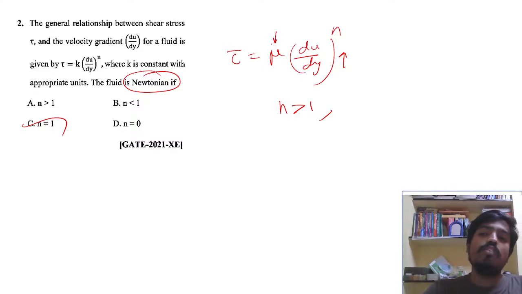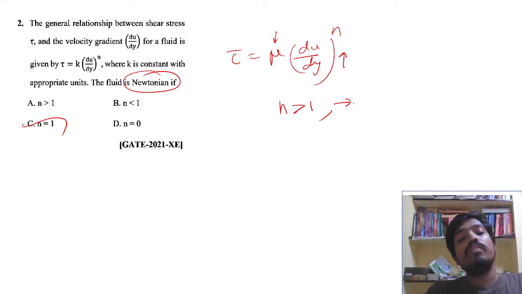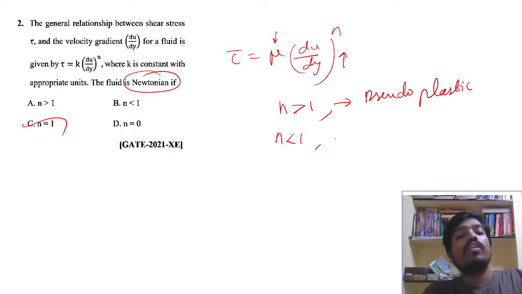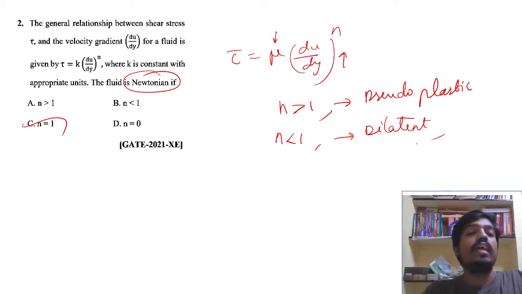For the same shear rate, viscosity value decreases, which is nothing but viscosity decrease. Pseudoplastic. N is less than 1, dilatant. Okay, so remember that also.